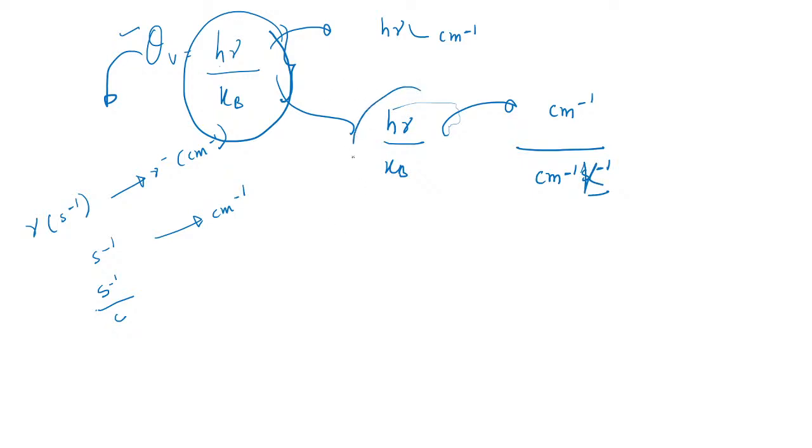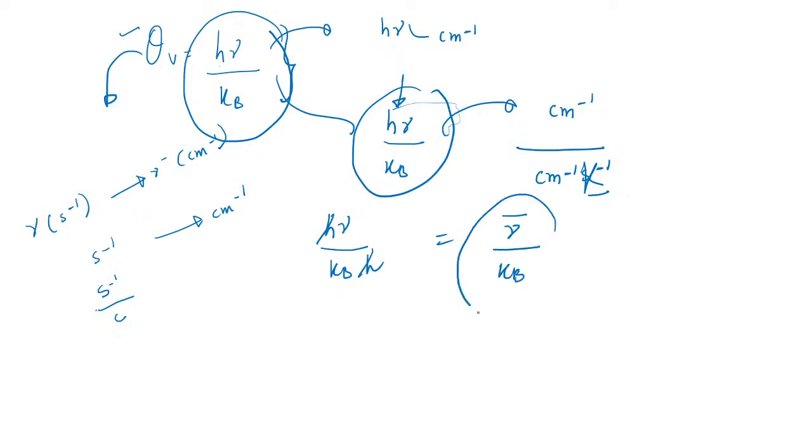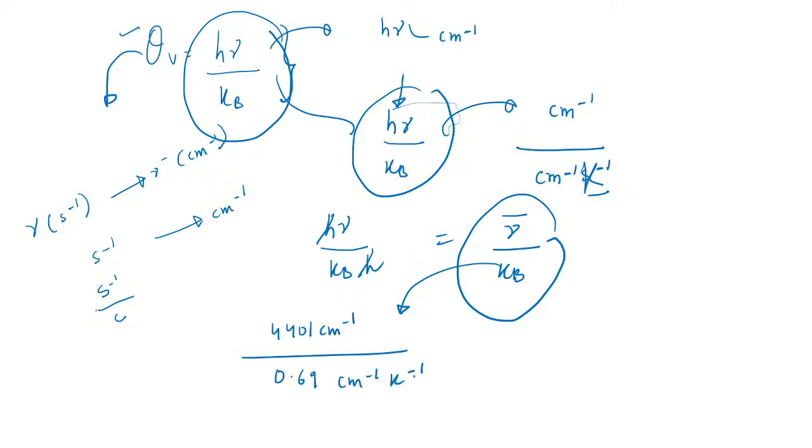So I have to divide this overall equation with h, because I'll be having this joule second which is extra. So h nu by kB divided by h, this h and h will be cancelled out. This is going to be frequency in centimeter inverse divided by kB. Now I'll substitute the values because the value is given in centimeter inverse. So nu is 441 centimeter inverse according to the question, and kB value is 0.69 centimeter inverse Kelvin inverse. Now you can solve this expression and get the correct answer.